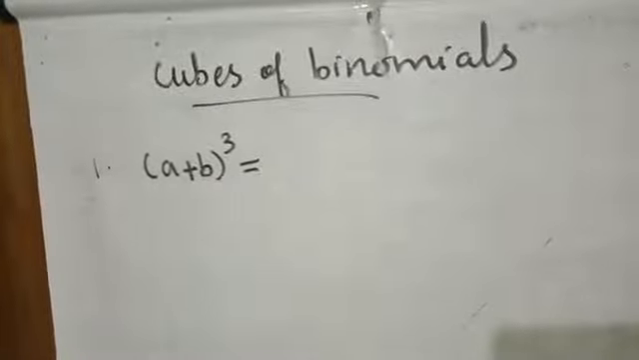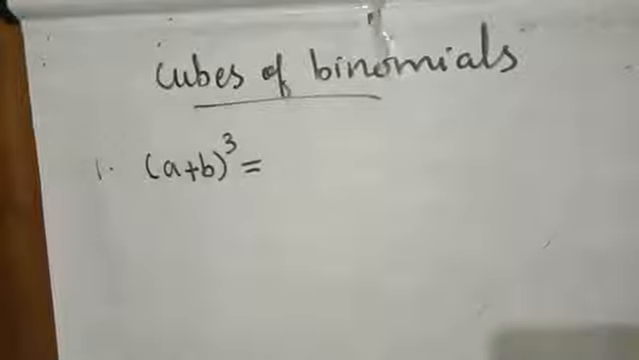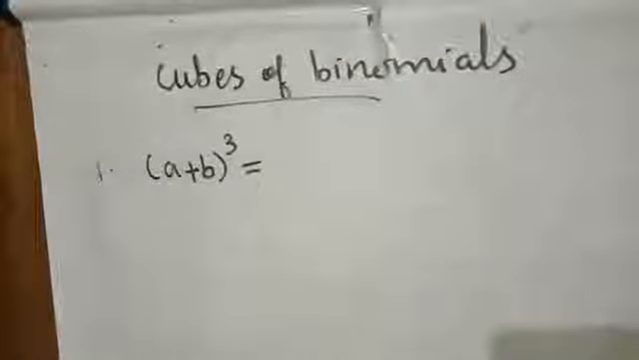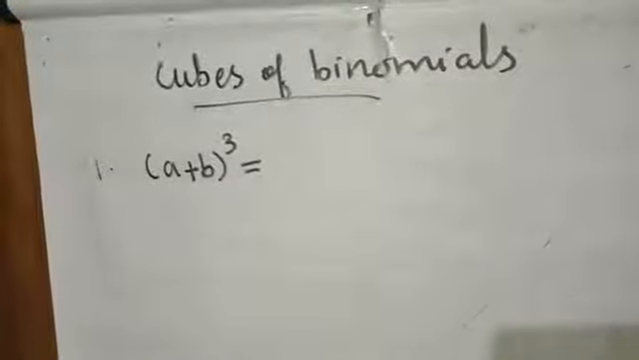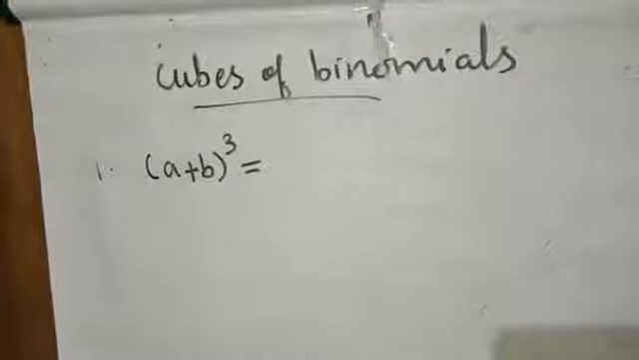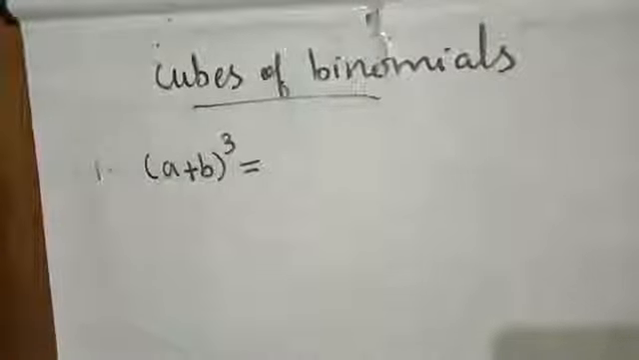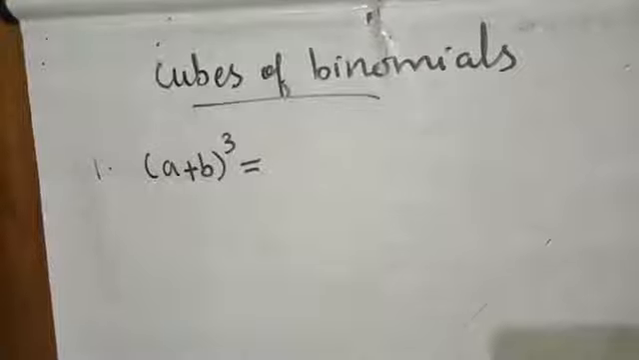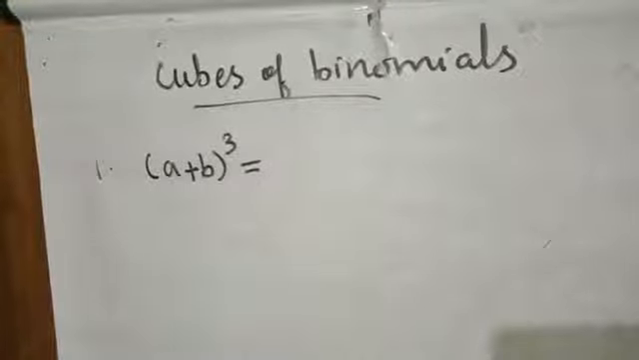Next heading, cubes of binomials. We want to find the cube of binomials. First, a plus b. A plus b means two terms, so it is a binomial. We want to find the cube of the binomial. Previously we found squares of binomials, a plus b the whole square and a minus b the whole square. And now this is cubes of binomials.